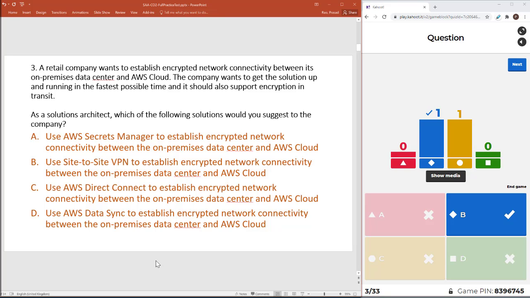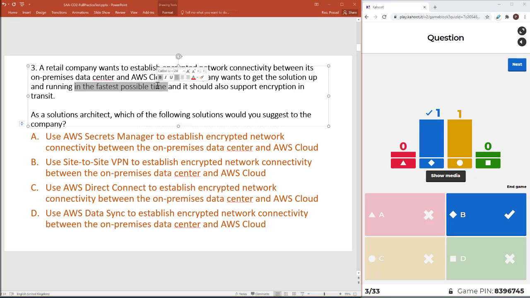Yeah, time up, and I see only two people were able to answer. So the correct answer here is B, site-to-site VPN. So let's break this. The company wants the solution to get up and running in the fastest possible time.